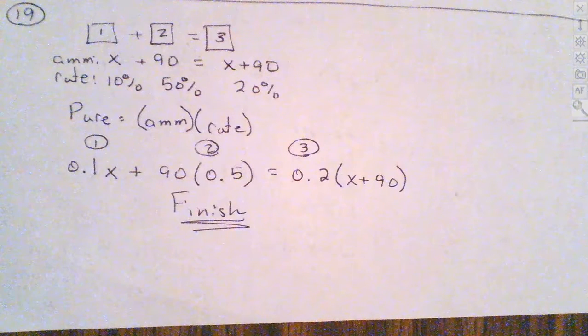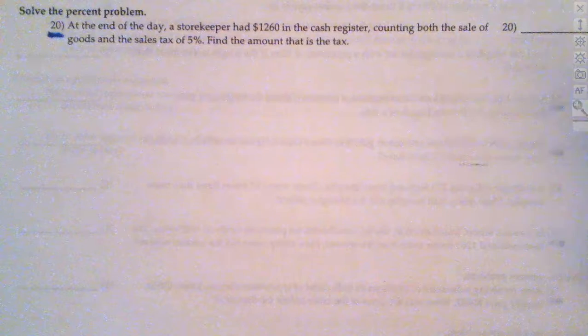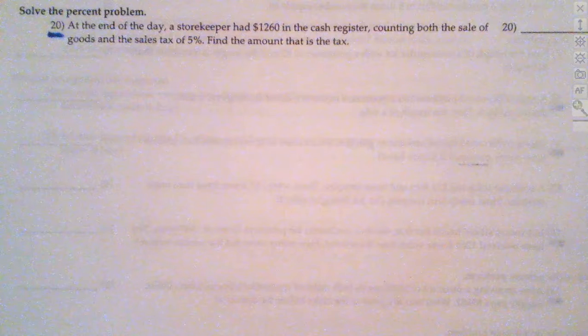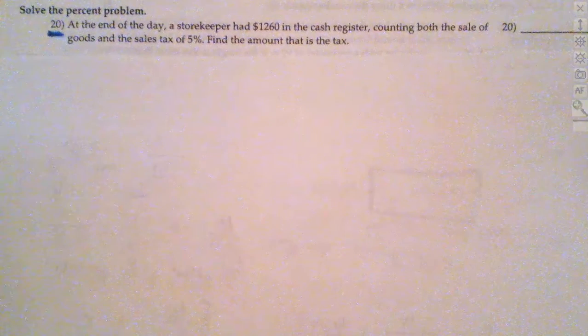We've got one more question that we're going to look at, and that's question 20. Last class period, we kind of talked about this one, but we're going to go ahead and look at it again. I think it's one of the best applications that we have to understand percentages. So at the end of the day, the storekeeper had $1,260 in the cash register. And that was a sale of the goods and a tax rate of 5%. We want to find the value of the taxes paid. And this one I will work out all the way, just so you understand how it all goes together.